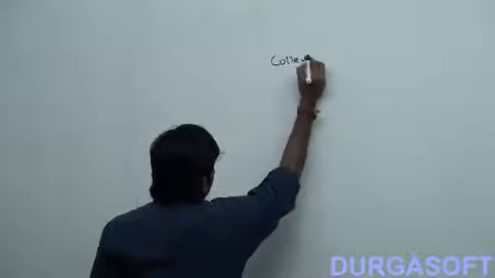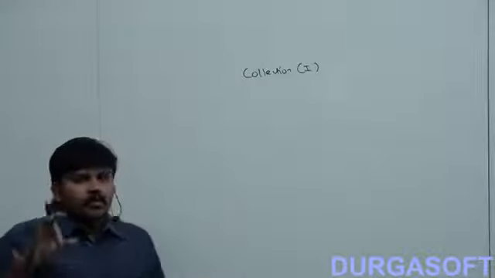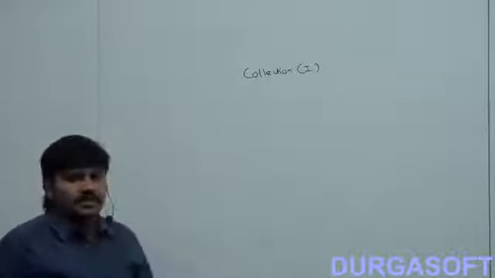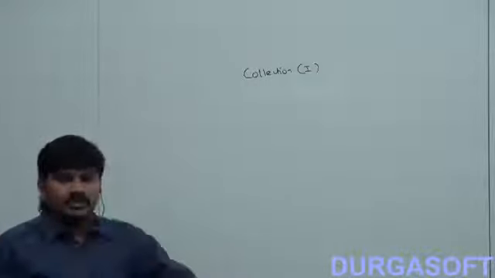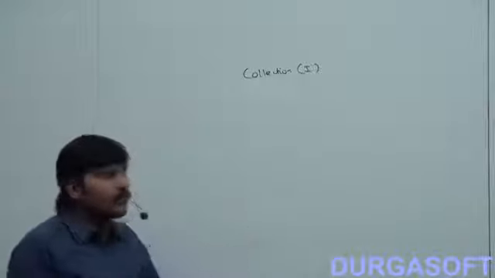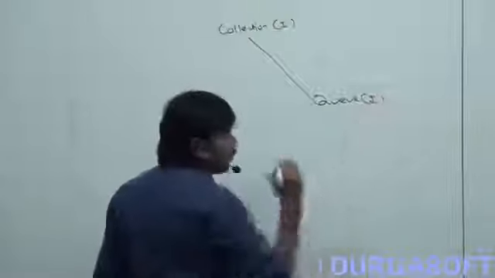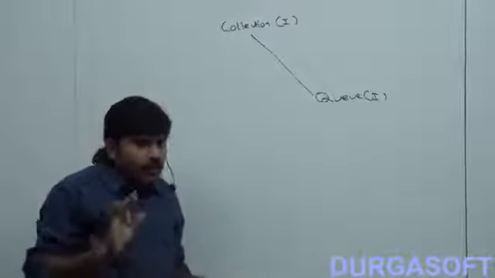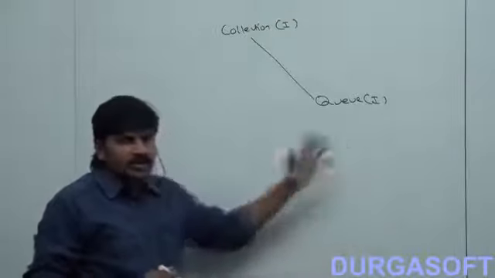Collection is already there. If I want to represent a group of individual objects prior to processing, before processing, then we should go for the Queue concept, right? Queue is the child interface of collection.